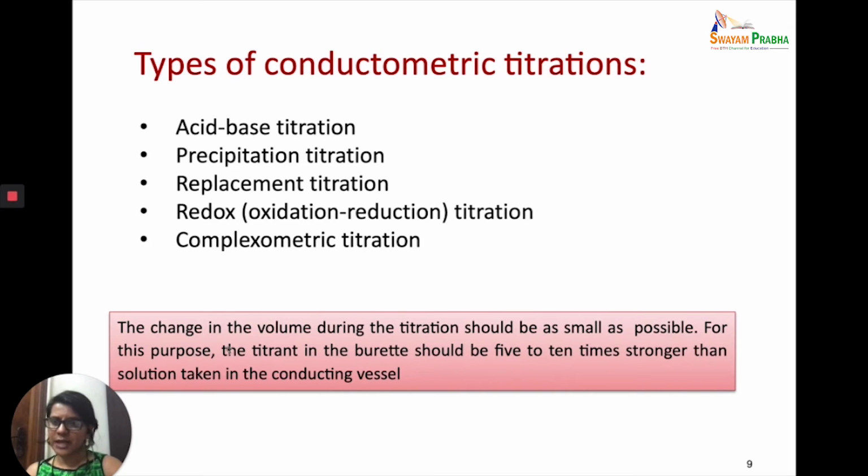of the undergraduate labs. Now, what is important, as I'm emphasizing, is that the change in the volume during the titration should be as small as possible. For this purpose, the titrant in the burette should be 5 to 10 to 20 times stronger than the solution taken in the conductivity vessel.